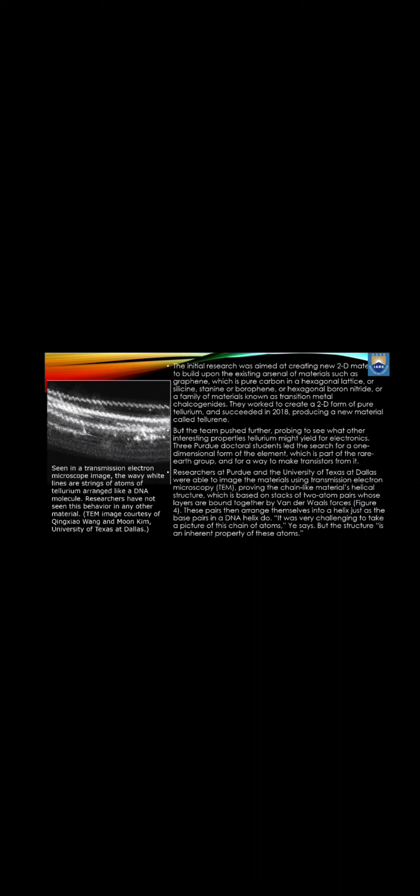Three doctoral students led the search for a one-dimensional form of the element, which is part of the rare earth group, and for a way to make transistors from it. Researchers at Purdue and the University of Texas at Dallas were able to image the material using transmission electron microscopy, revealing the chain-like helical structures, which are based on a stack of two atom pairs whose layers are bound together by van der Waals forces. These pairs arrange themselves into a helix just as base pairs of DNA do.